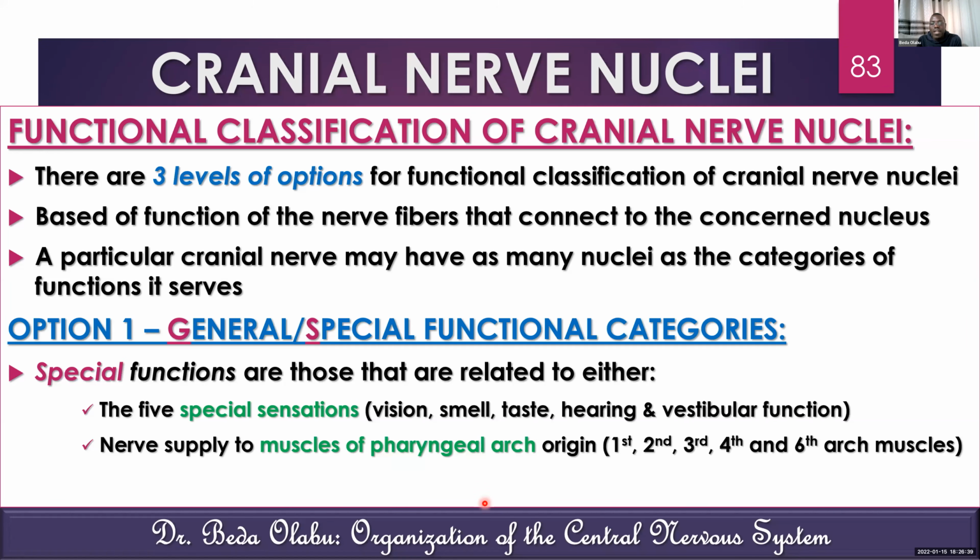Remember, the first pharyngeal arc, muscles of mastication by trigeminal. Second pharyngeal arc, muscles of facial expression by facial nerve. Third pharyngeal arc, stylopharyngeus muscle by glossopharyngeal. Fourth pharyngeal arc, muscles of the pharynx by cranial accessory nerve. There were some debates though. Sixth pharyngeal arch, muscles of the larynx by vagus nerve. So the nuclei related to the innervation of the muscles of pharyngeal arc origin are considered special.